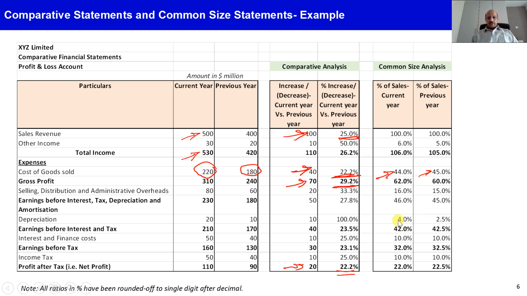Similarly, the depreciation is 4% of the sales revenue. Previous year it was 2.5% of sales revenue. Earning before tax, 160 divided by 500, is 32% of the sales revenue, whereas in the previous year, 130 divided by 400, it was 32.5%. So like that, it shows us how each number is changing as a proportion with respect to a particular base number.